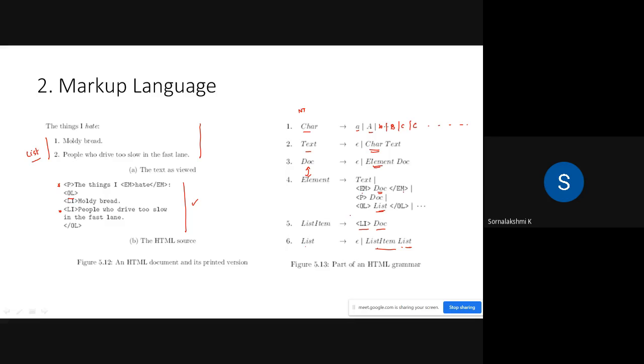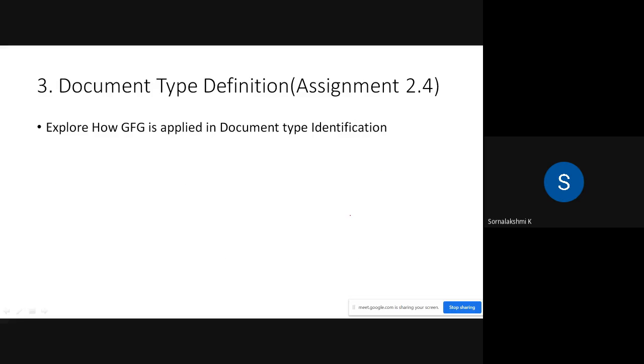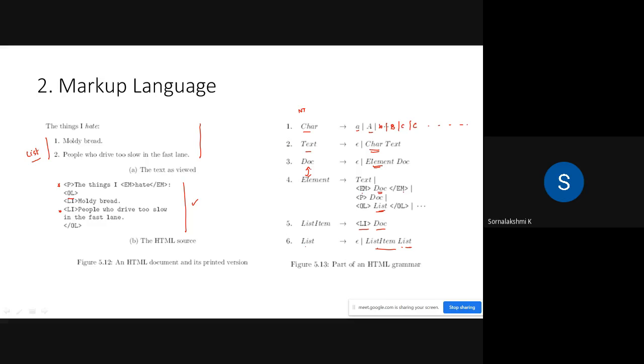This is another example. This is a context-free grammar, a CFG, and you can use it in document type classification. This document type identification is used in XML document types, DTD, document type definitions. So this is used extensively there also. You can explore more on how it's used. It will be the same as HTML, since XML is another markup language.